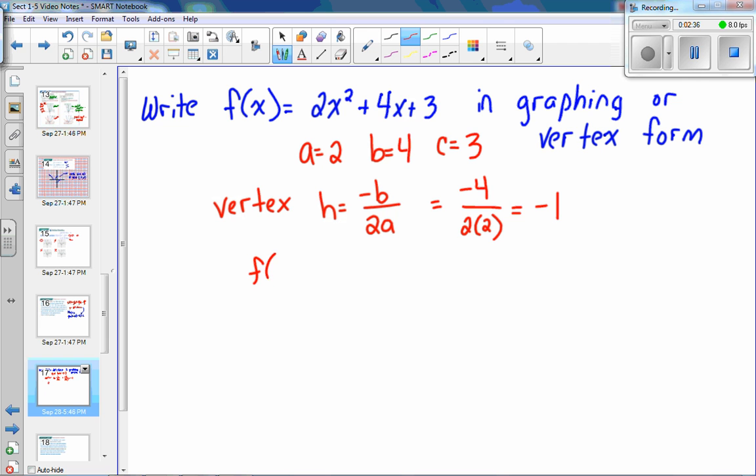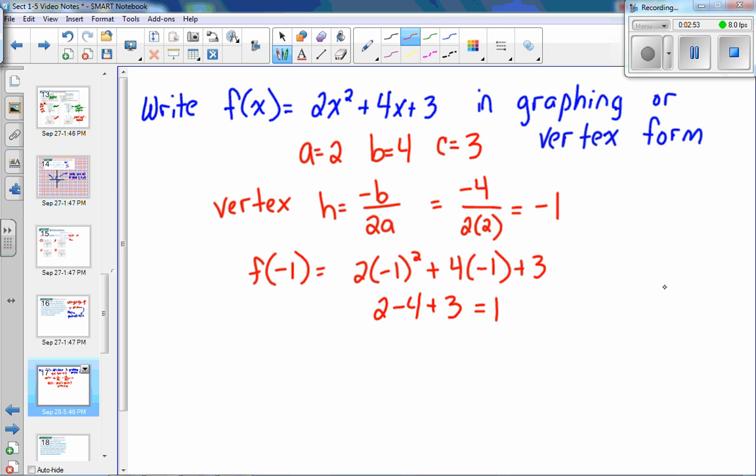So if I evaluate f of negative 1, I get 2 times negative 1 squared plus 4 times negative 1 plus 3. Remember, when you square a negative 1, it's going to be positive, so we get 2 minus 4 plus 3, so we get 1. So our vertex is negative 1, 1.